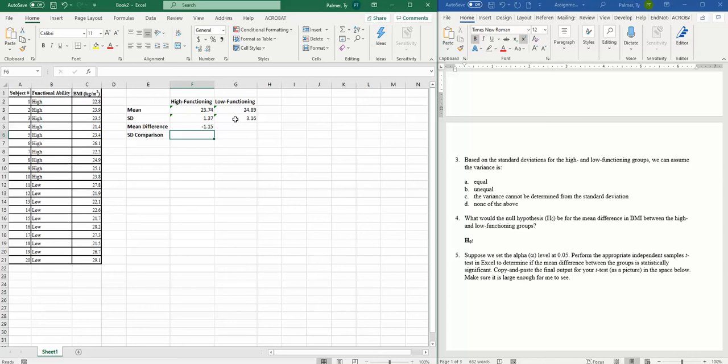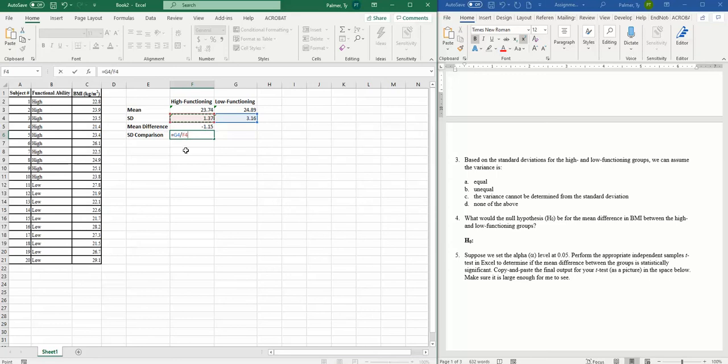So in this case, the higher standard deviation is for the low functioning group here, 3.16. I'm going to highlight this empty cell. I'm going to click equals on my keyboard, and then click on this cell with the higher standard deviation, in this case 3.16. And then I'm going to divide by the cell with the lower standard deviation, the group with the lower standard deviation, in this case the high functioning group. Here's the cell with their standard deviation, in this case 1.37.